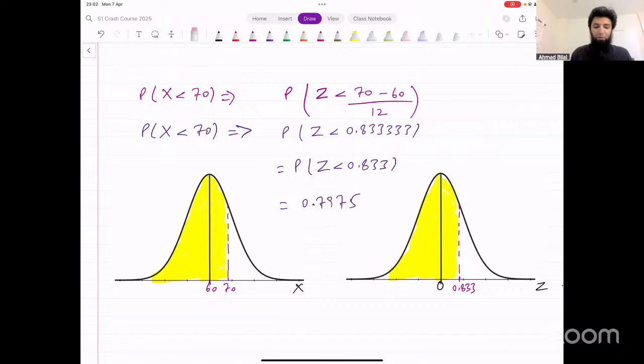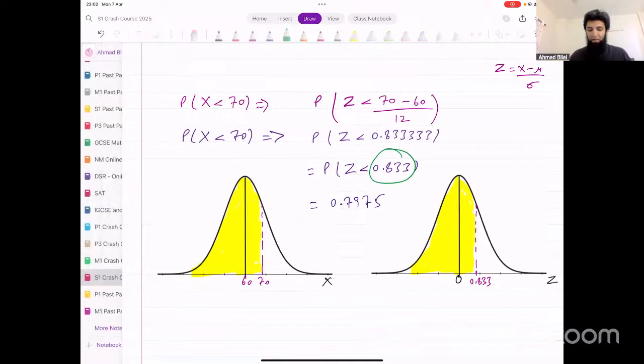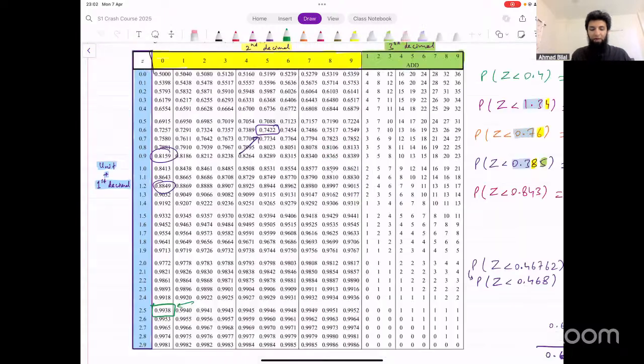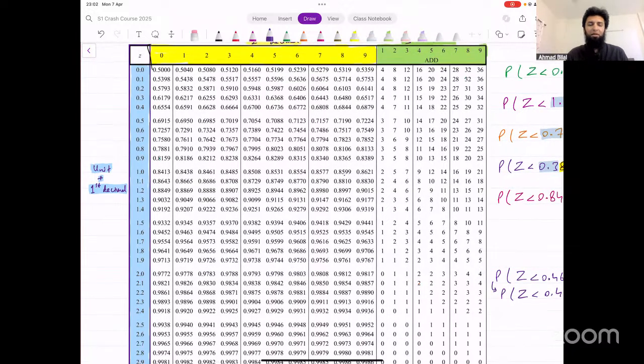You got that formula we discussed: Z equals x minus mu over sigma. So in place of x, you put 70. So you have 70 minus 60 divided by 12, because the mean was 60 and the standard deviation was 12, and we find the corresponding z value. Once we have this, we go to the table and find the value of probability corresponding to that z value. Okay, and that gives us the probability that we were looking for.